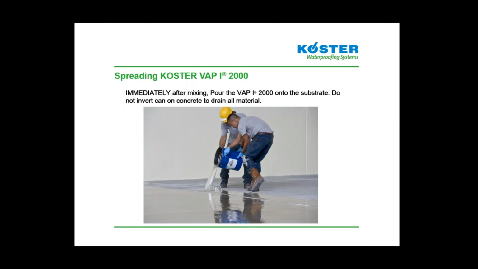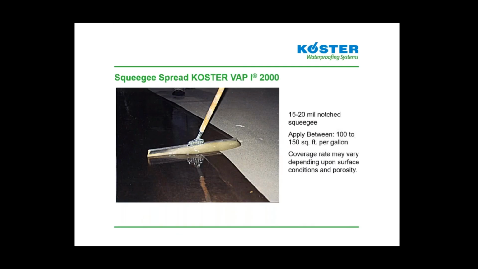That may shorten the working time, especially in more humid or in hotter working conditions. But after we've mixed, we immediately pour all material onto the substrate. We work off of a wet edge. If there is a batch before, we always want to tie into a wet edge as well.